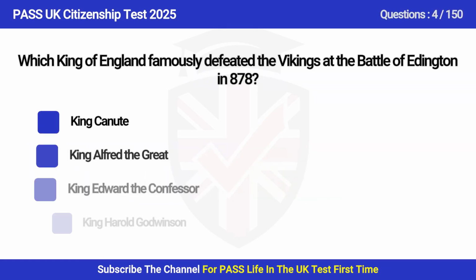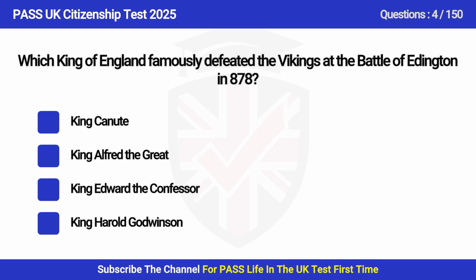Question 4. Which king of England famously defeated the Vikings at the Battle of in 878? A. King Canute, B. King Alfred the Great, C. King Edward the Confessor, D. King Harold.